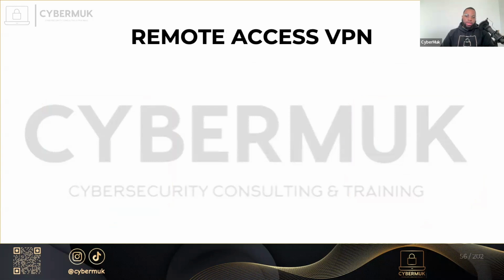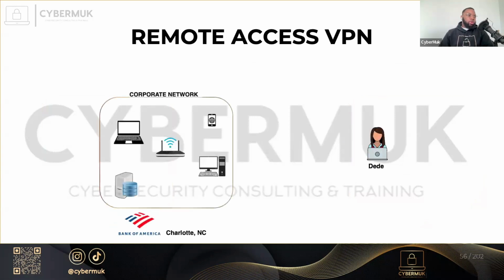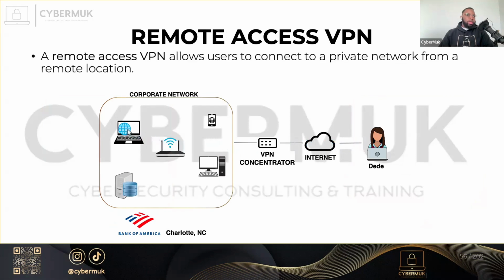And you have a remote access VPN. Here, you have Dede who is trying to connect to a corporate network from a remote location, so from home. And what happens is her communication goes through a VPN concentrator before she gets access to the internal network. So she connects from her location via the public internet to the private location. So you have a site to site from one site to another, and you have remote access.